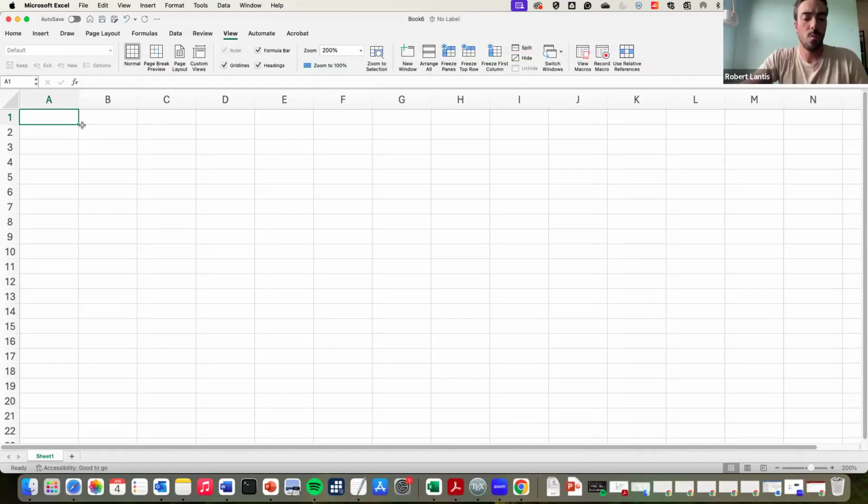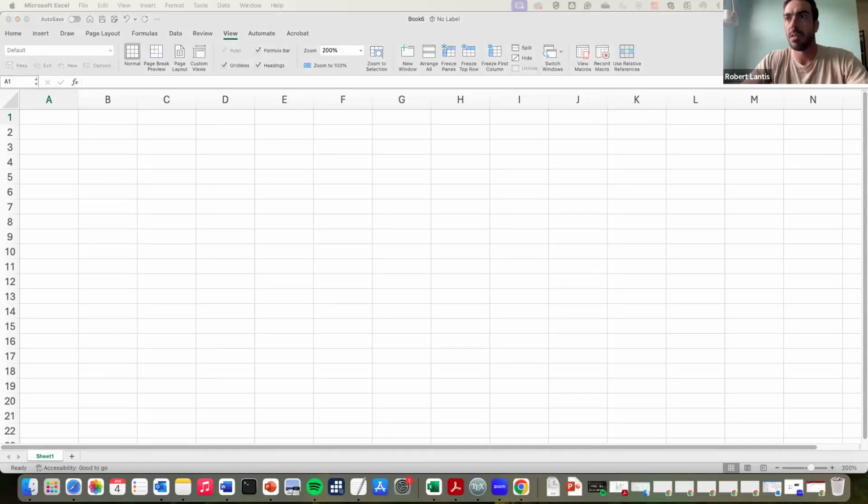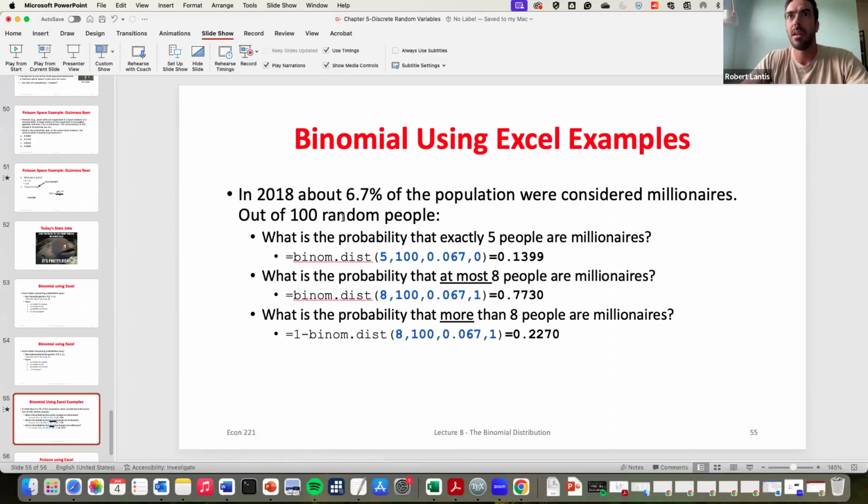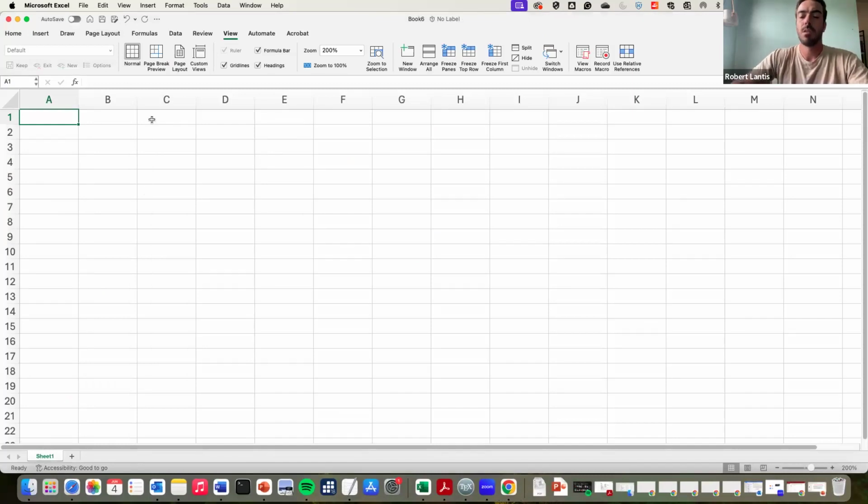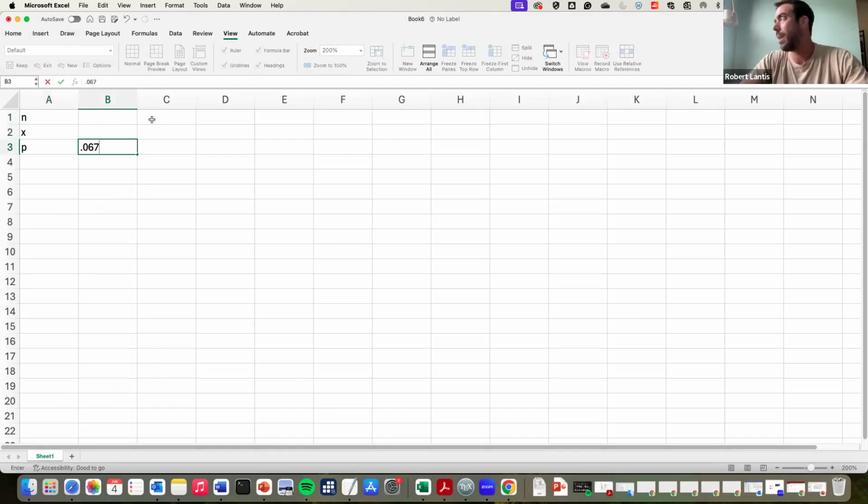So we had some binomial examples, and I think the one that I have corresponds to some of the references in the slides. Let's look here. Yeah, 6.7% of people are considered millionaires in the US. So this is net worth. Let's think about n, x, p, right? If I choose any one random person, the probability that they have over $1 million in net worth is 0.067. $1 million isn't quite what it used to be, which is a wild thing to say.